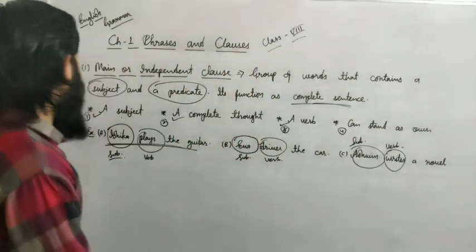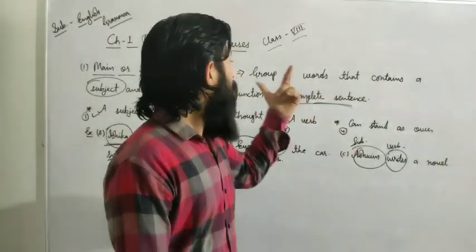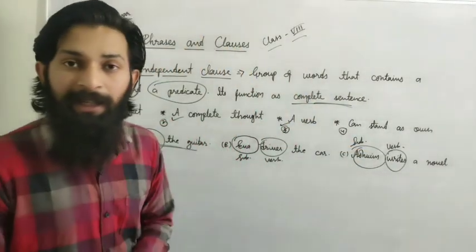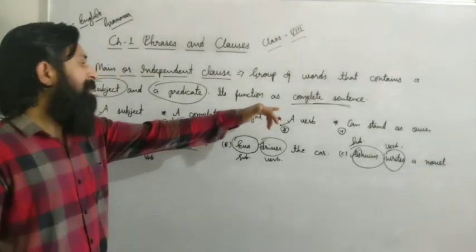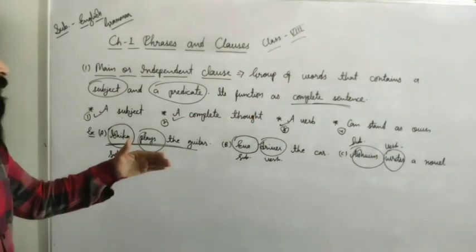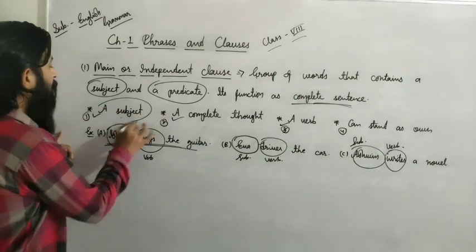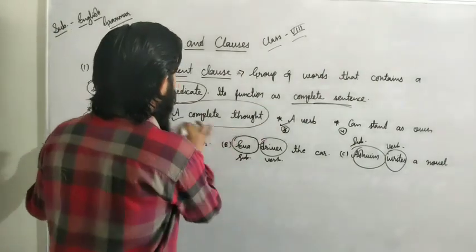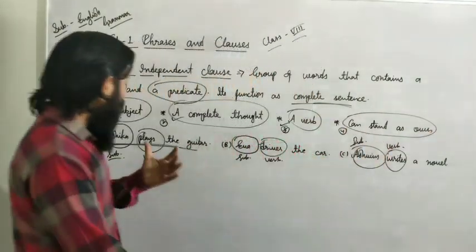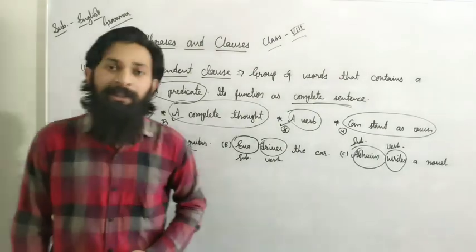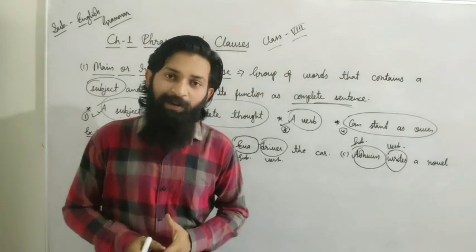Dear students, that is about the main or independent clause. Once again I am revising. A group of words that contains a subject and a predicate with a finite verb and gives complete sense is known as a complete sentence also. Four qualities of the clause here: it consists of a subject, it gives a complete thought, it has a verb, and it can stand on its own. I already mentioned three examples. Dear students, now we will discuss the subordinate or dependent clause.